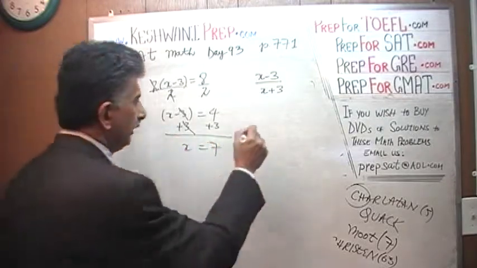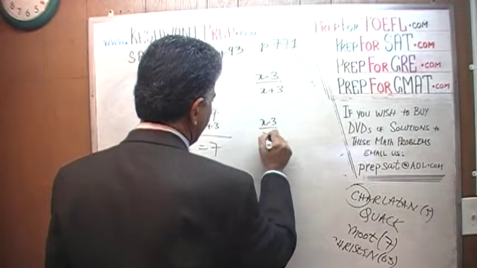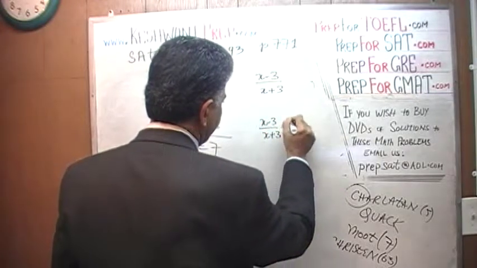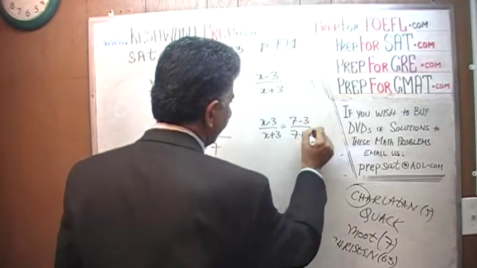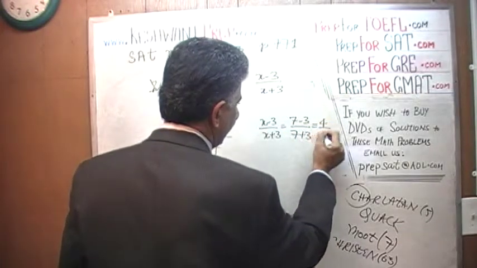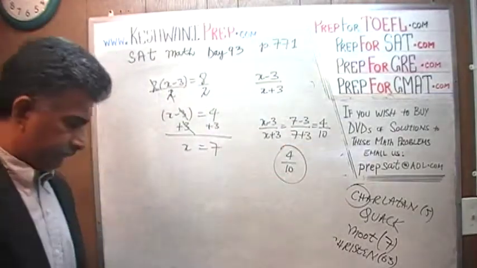That's it. We put it back in here. x minus 3 over x plus 3 would be 7 minus 3 over 7 plus 3. 7 minus 3 is 4. 7 plus 3 is 10. It's just 4 over 10 is the answer.